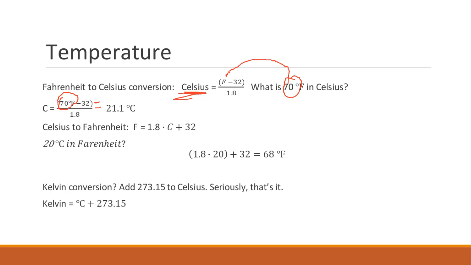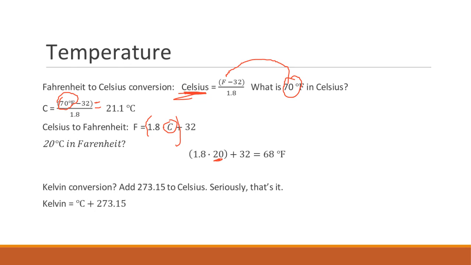Conversely, if you want to convert Celsius to Fahrenheit, Fahrenheit is equal to 1.8 times a Celsius amount plus 32. And this actually does need to be in parentheses. So you would have 20 degrees placed here times 1.8 plus 32 is going to end up getting you 68 degrees Fahrenheit. So you can see they're pretty similar, 20 degrees Celsius and 21 degrees Celsius, and they should be.